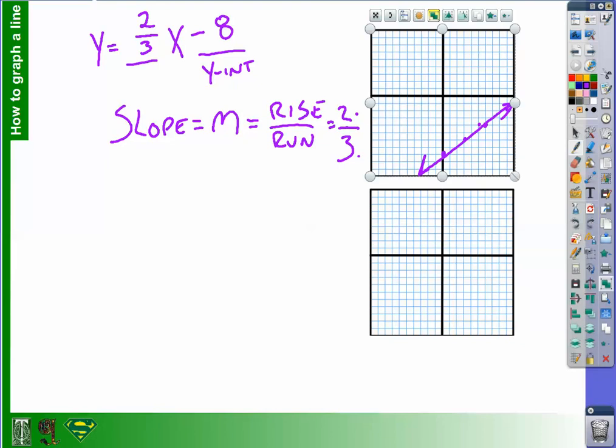So that's what I did. I went up 2, 1, 2, over 3, 1, 2, 3. Up 2, over 3, and again up 2, over 3. I had 4 dots, right?